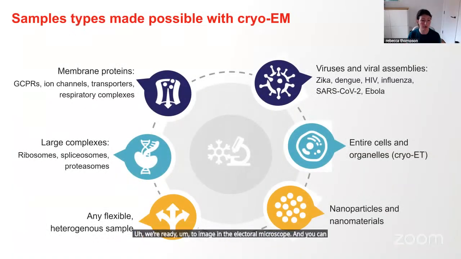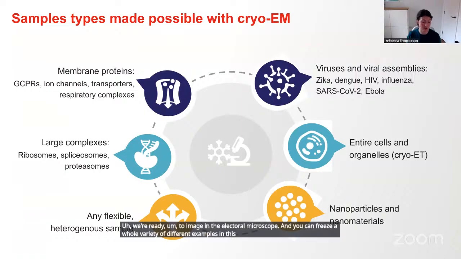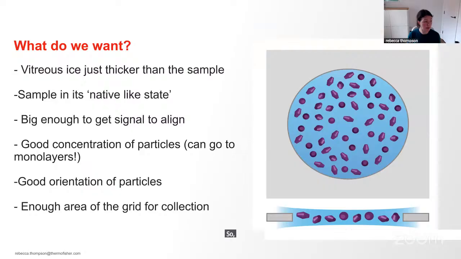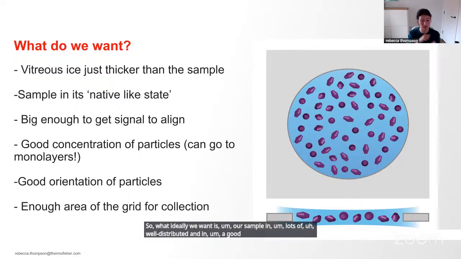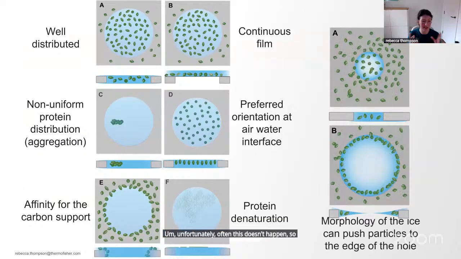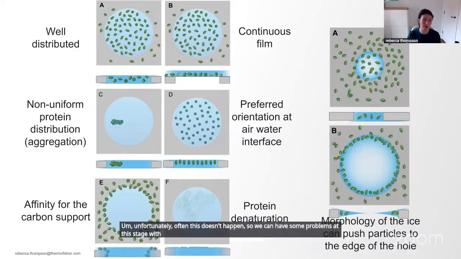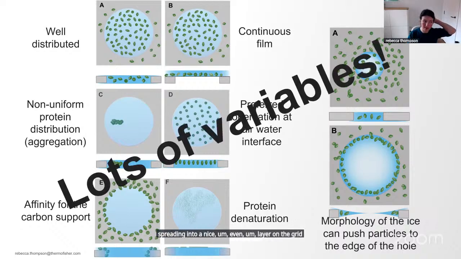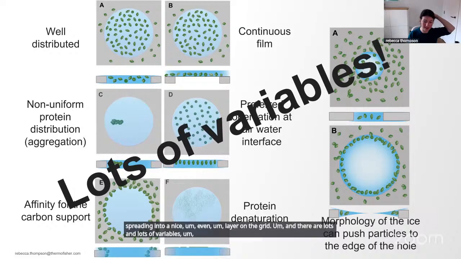And you can freeze a whole variety of different samples in this way, as I've mentioned previously. So it's a really very, very flexible sample preparation technique. So what ideally we want is our sample in lots of well-distributed and a good series of angular orientations. Unfortunately, often this doesn't happen, so we can have some problems at this stage with our sample not spreading into a nice even layer on the grid. And there are lots and lots of variables that can impact this.